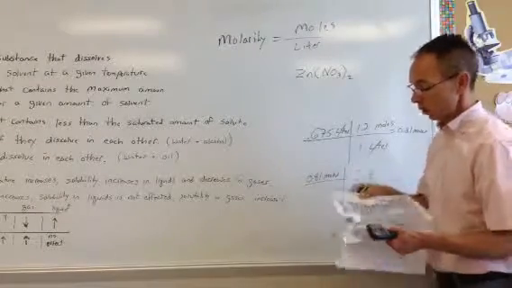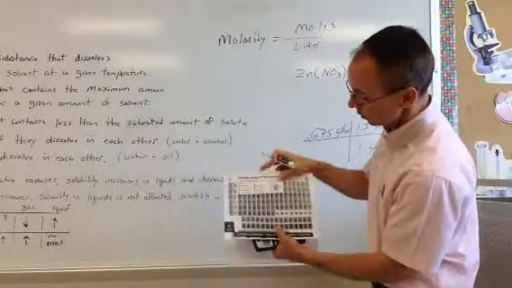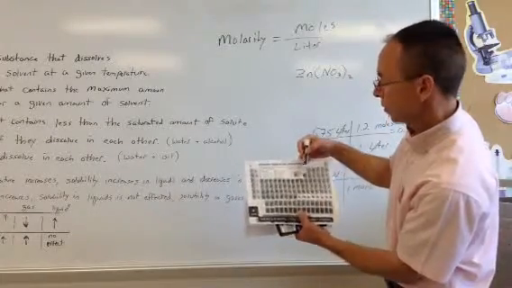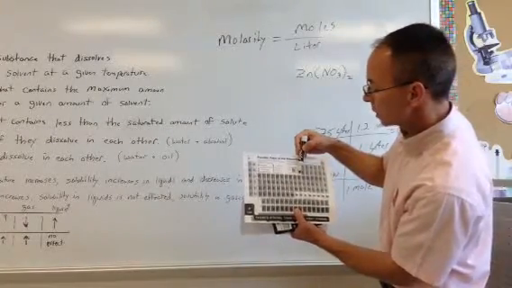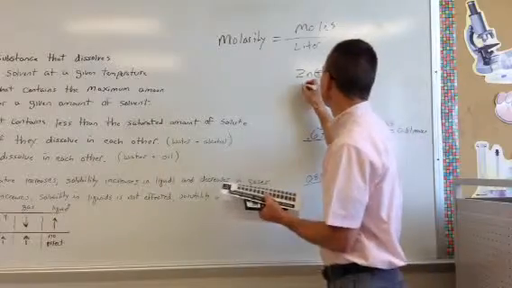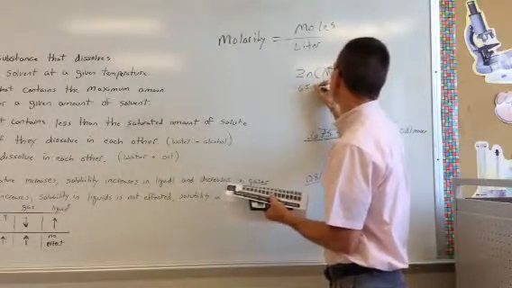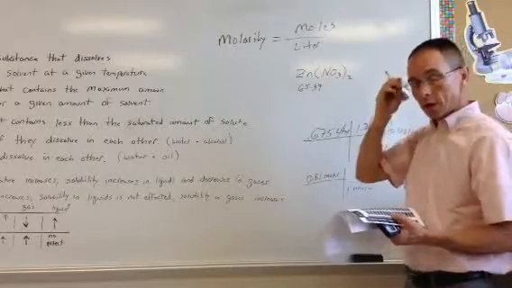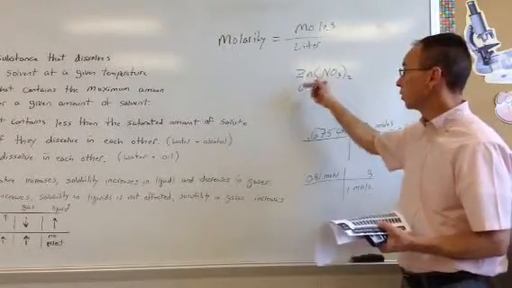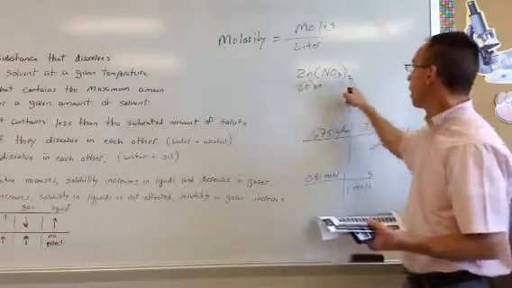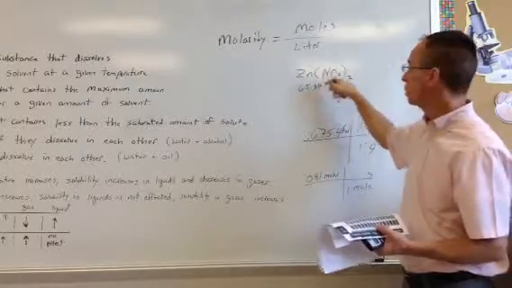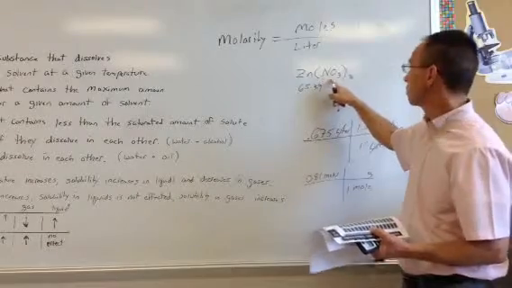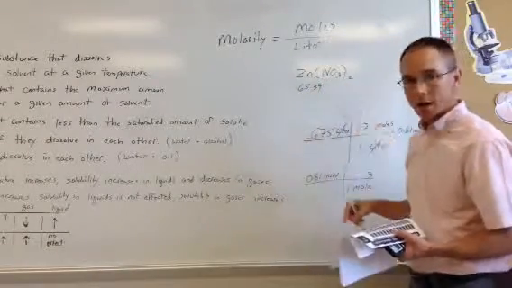Back to the periodic table. Find zinc, and zinc is element number 30 right here. It weighs 65.39. Okay, so I've got 1 zinc in this formula. In this molecule, I've got 1 zinc atom. I've got 2 nitrates, so I have to double everything in the parentheses. So I have 2 nitrogens and 6 oxygens.